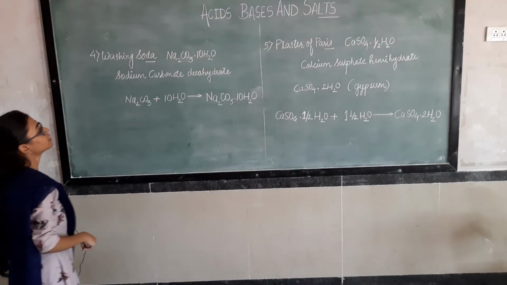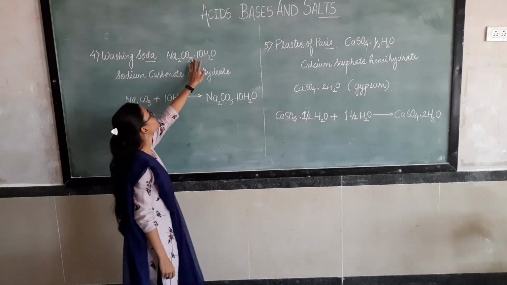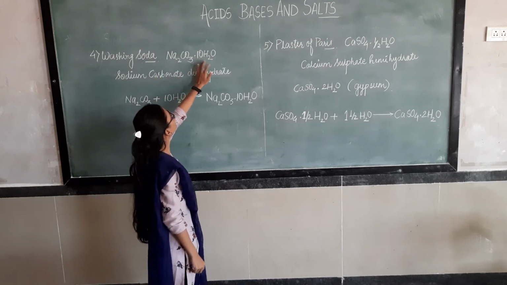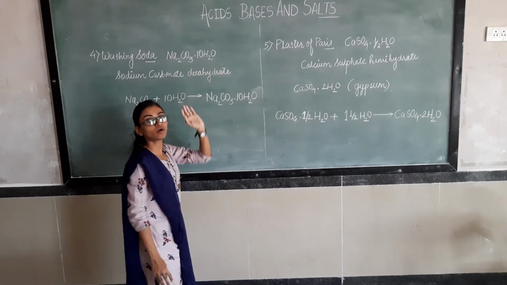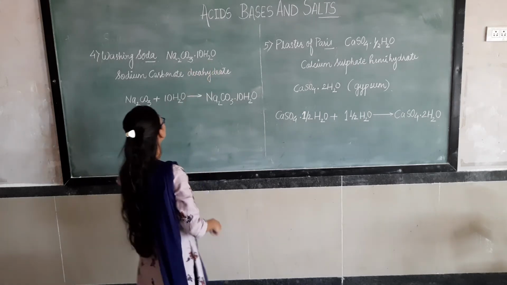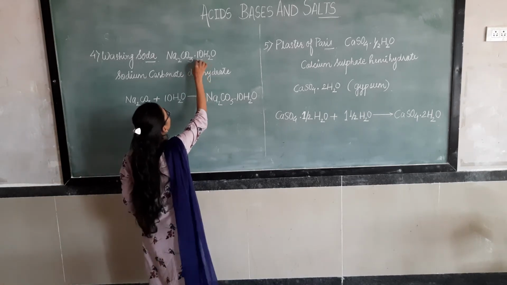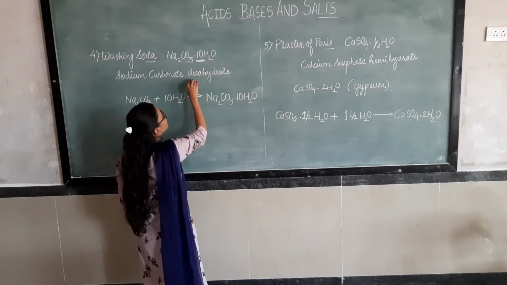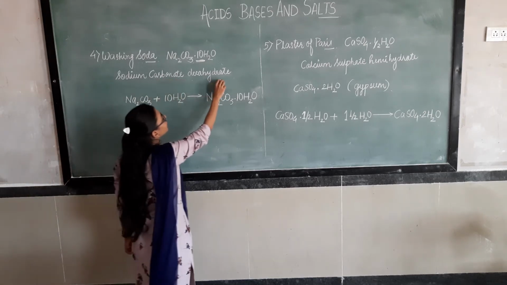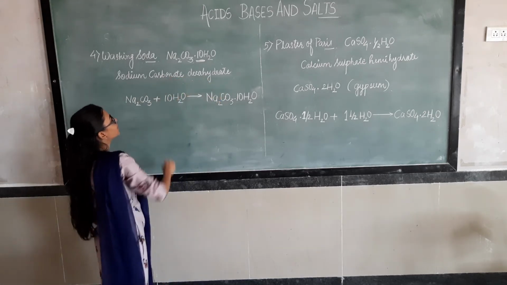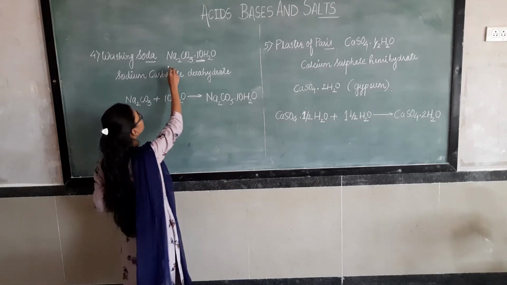Sodium carbonate is present with water. 10 molecules of water are associated with it. That's why 10H2O. 10 means deca and water means hydrate. So sodium carbonate decahydrate is its chemical name. And what is the chemical formula?